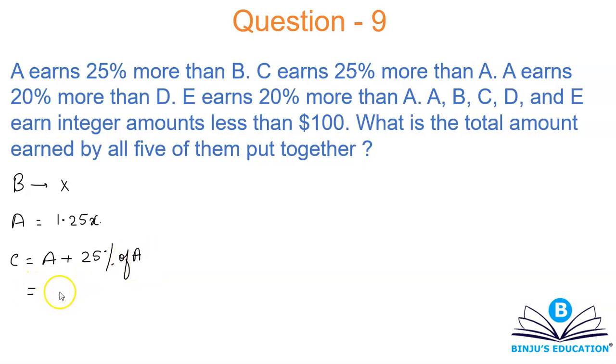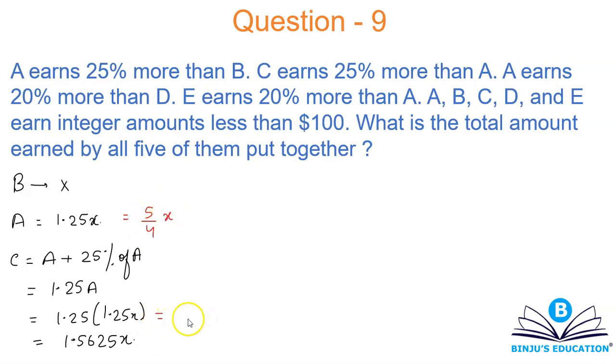So this is basically 1.25 times A, or that is 1.25 into 1.25x, which is basically 1.5625x. Or you can convert these into fractions also if you don't like decimals. So 1.25 is basically 5/4, so you can write this as 5/4x. And this is like 5/4 into 5/4, so that is 25/16. C is 25/16x.